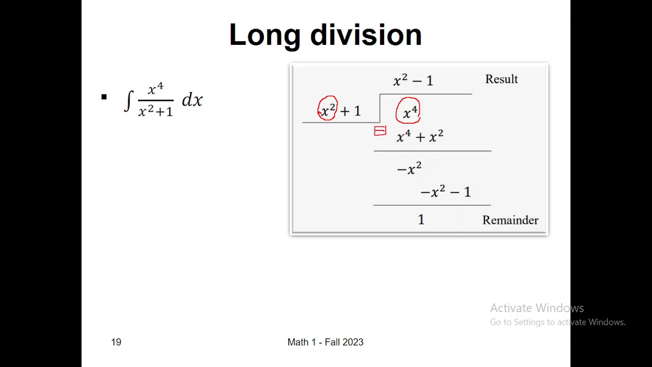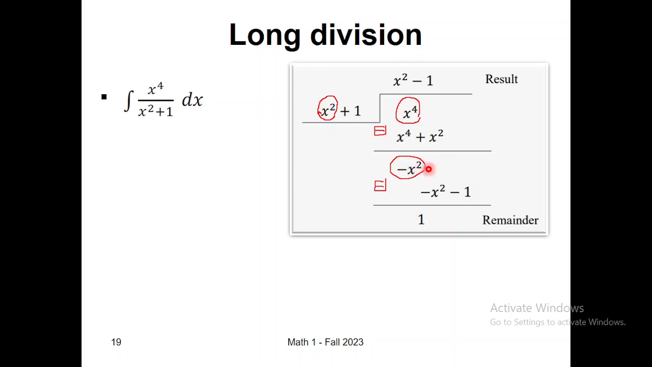x power 4 minus x power 4 is 0. 0 minus x squared equals negative x squared. We repeat the process again. Negative x squared over x squared gives negative 1. Multiply negative 1 by this expression. It gives negative x squared minus 1. Now make the subtraction. So this will be 0 and this will be positive 1. The division is complete now because this expression is of degree 0, a constant, and this is degree 2. This degree is smaller than this degree. So the division is complete.